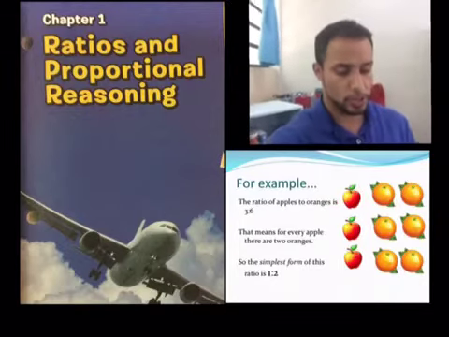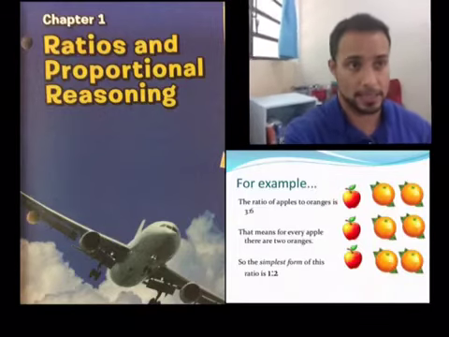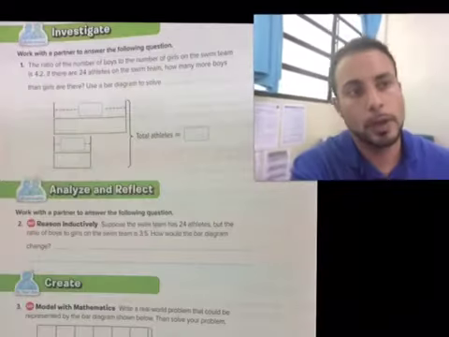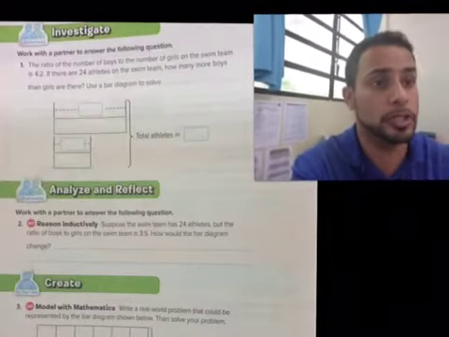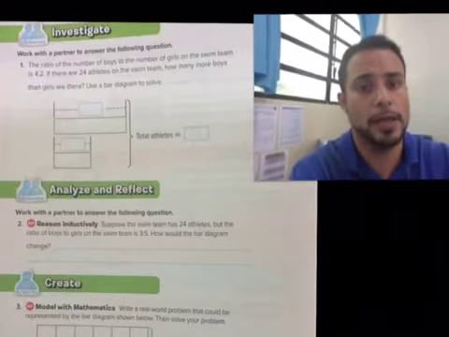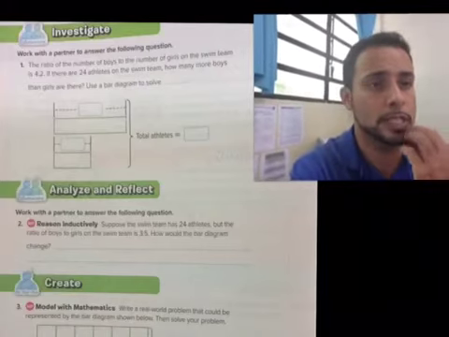Now go ahead and turn to page 8 of your workbook. Okay, for page 8, we're just going to go ahead and work through it together. We'll look at number 1, and then at the bottom here, we'll analyze and reflect, and we'll continue on.